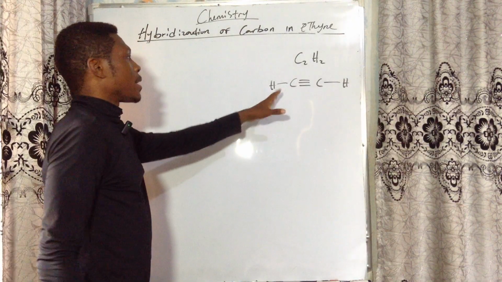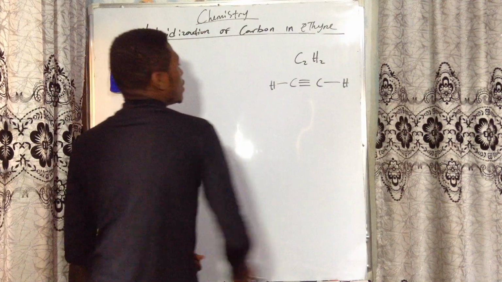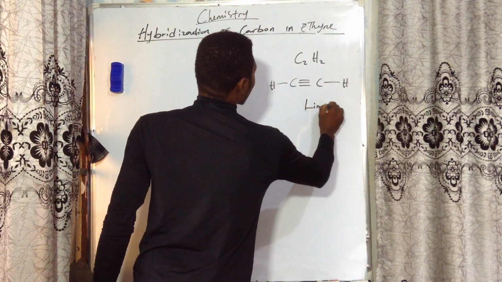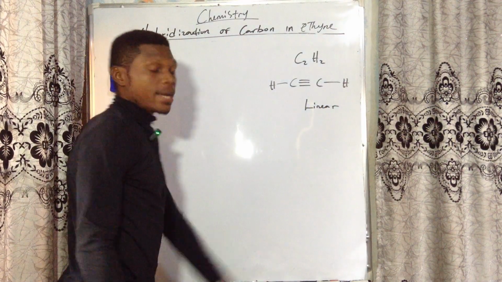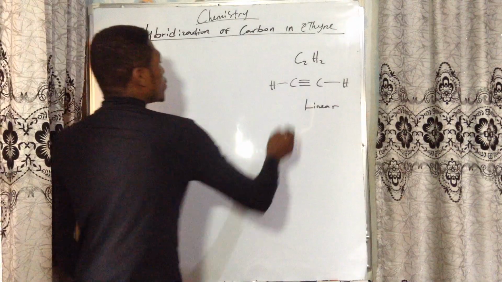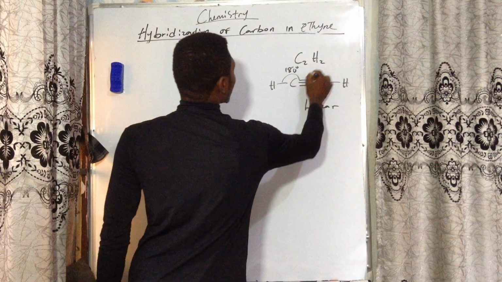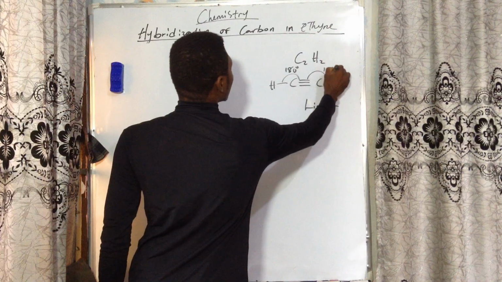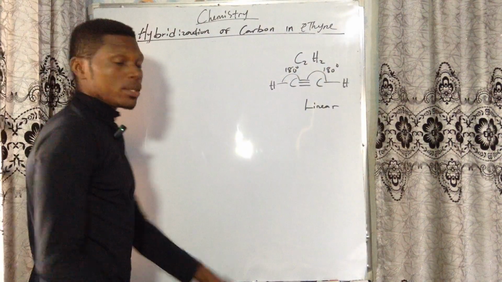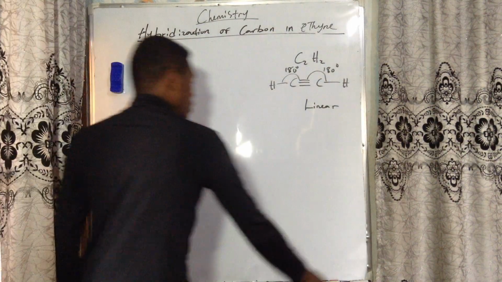Now, before going further, the shape of this molecule is what? It is linear. So the bond angle is what? 180 degrees. That's the bond angle, the angle between the two bonds. Now let us go deeper.